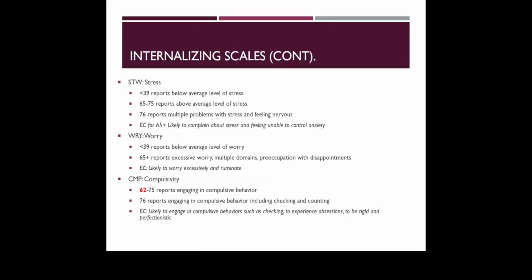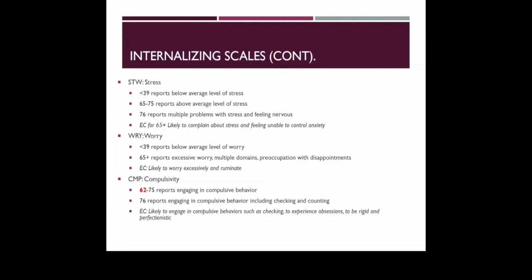The RC7 facets are stress, worry, and compulsivity. Notice that worry and compulsivity are new to RF3. So those of you who were used to the RF, they all kind of fell together and they've separated them out. Again, I highlighted under compulsivity, the 62 is in red because it can be interpreted at 62 and above, not 65 and above. And both stress and worry can be interpreted low in addition to high. So below average level of stress or below average level of worry. Again, some of the empirical correlates are listed here, and they're more specific, as you'll see when you read through them, than they were for the clinical scales.